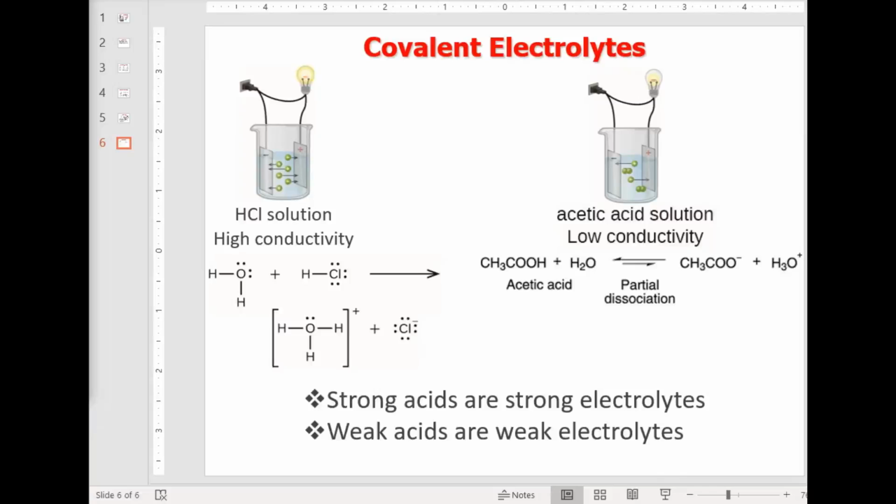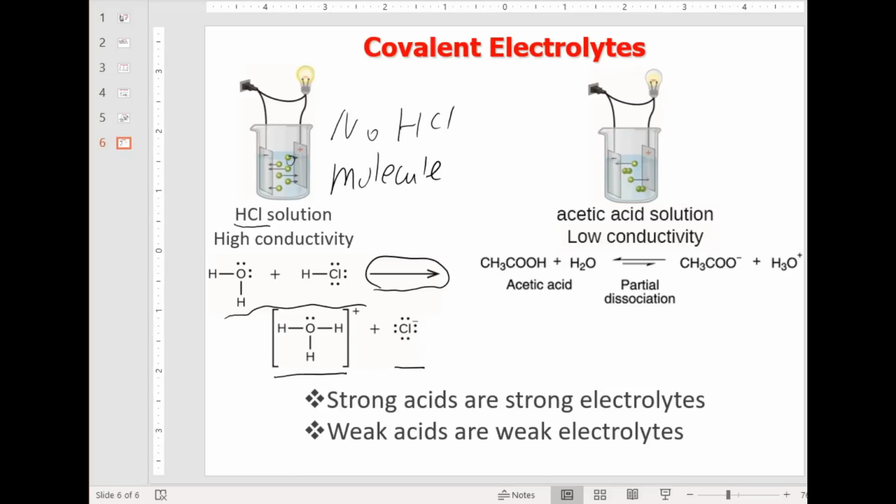Some covalent compounds can also be electrolytes because they chemically react with water to produce ions. For example, hydrogen chloride is a strong acid. When dissolved in water, it reacts with water completely. Here, this arrow represents the complete reaction. The products are hydronium ions and chloride ions. Here, they are all ions inside, positive and negative ions. There's no HCl molecule inside.